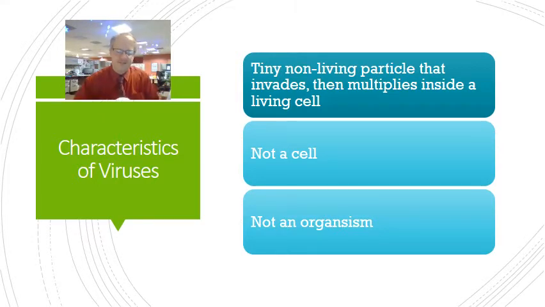So although a spy story may read like a movie script, it describes events similar to those that can occur in your body. The spy acts very much like a virus invading an organism. A virus is a tiny, non-living particle that invades and then multiplies inside a living cell. Viruses are not cells, though. They don't have the characteristics of organisms. The only way that viruses are like an organism is the fact that they can multiply.